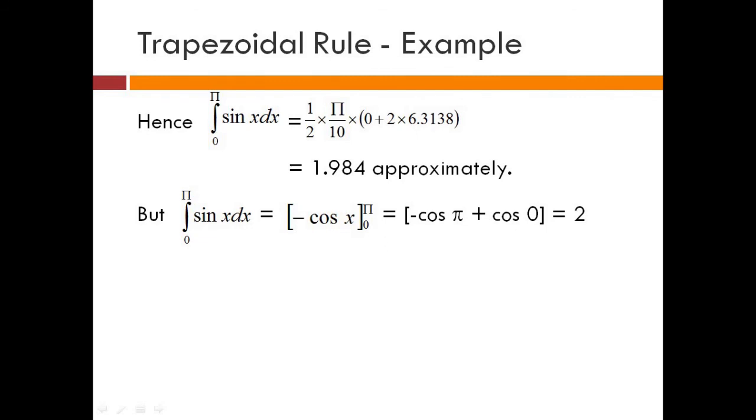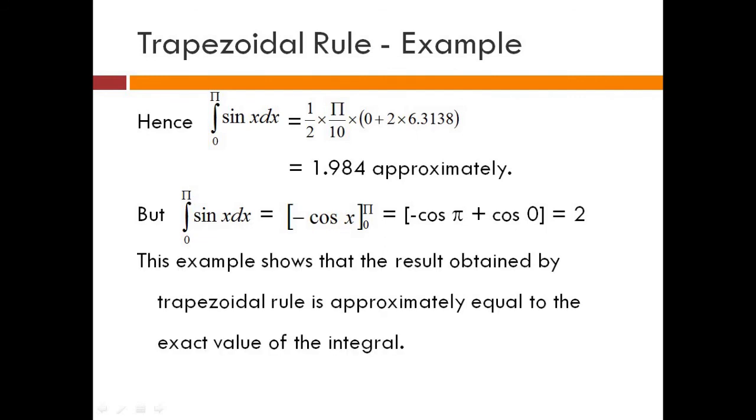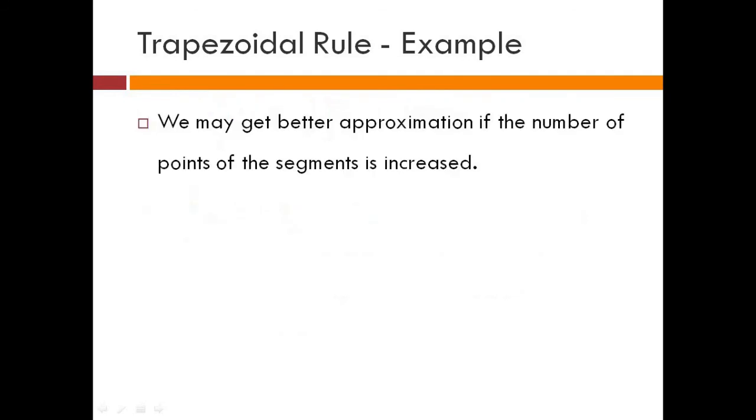So by this example, we show that the result obtained by the trapezoidal rule is approximately equal to the exact value of the integral. Also, the interval in this problem is divided into 10 equal parts. In order to get a better approximation, the number of points of the segments can be increased. So friends, I hope you all understand the trapezoidal rule very well. Thank you. Have a nice day.